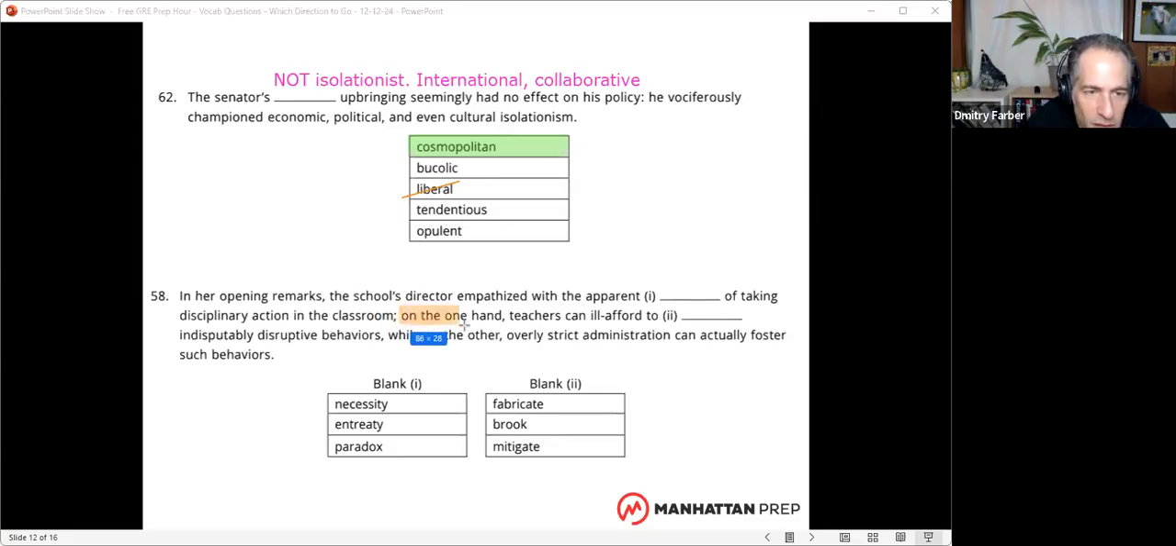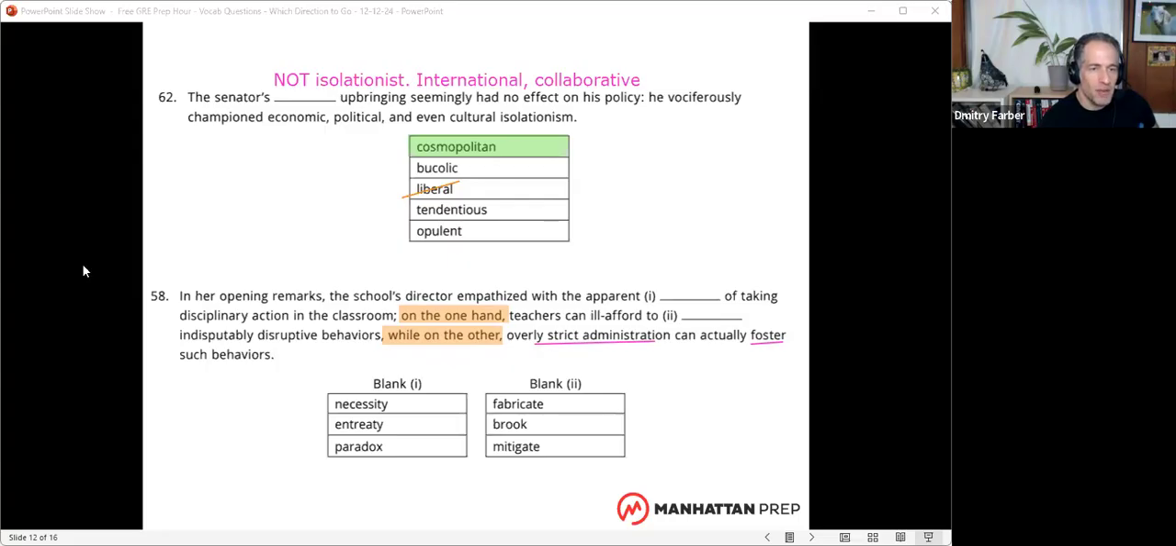On the one hand, teachers can ill afford to blank disruptive behaviors, while on the other, strict administration could foster such behaviors. So we can see a contrast here. Let's go to the part that does not have a blank in it, right? Strict administration can foster such behaviors. What do they mean? Bad behaviors, right? So if I'm super strict, that can foster the exact behavior I'm trying to get rid of.